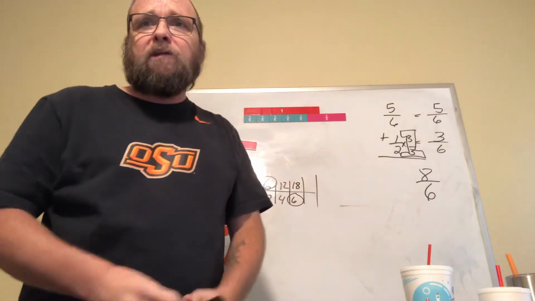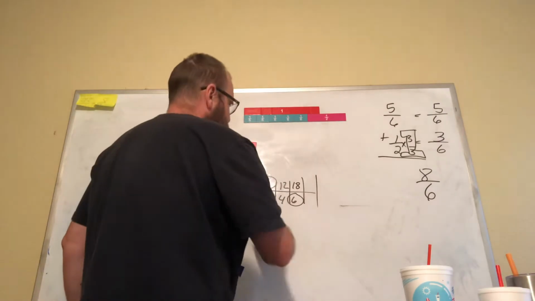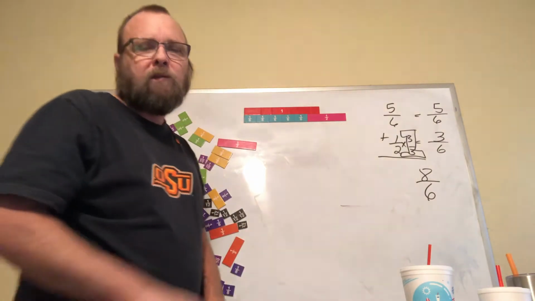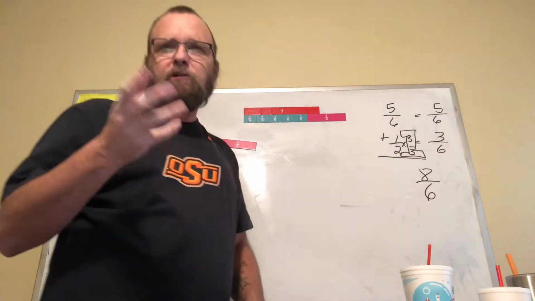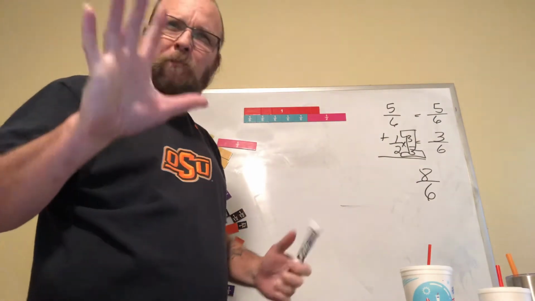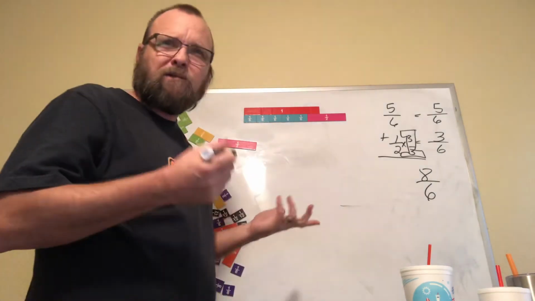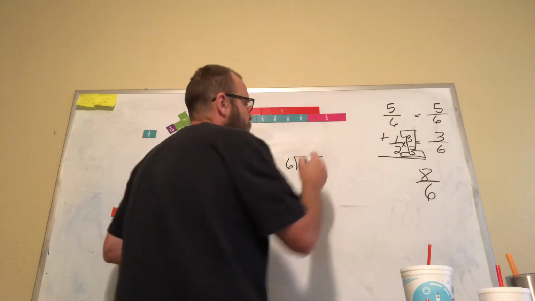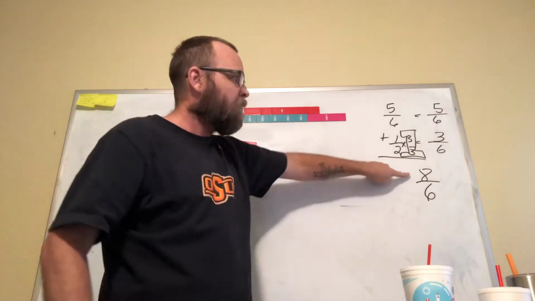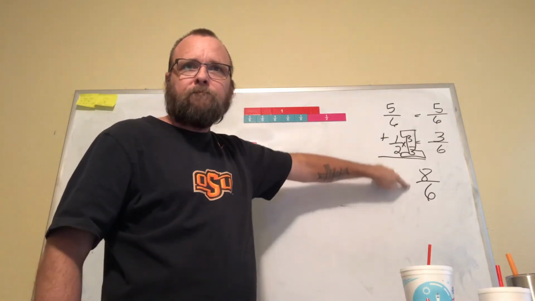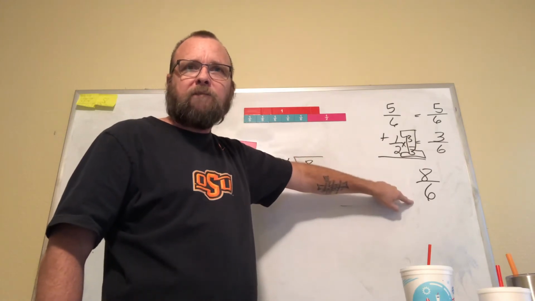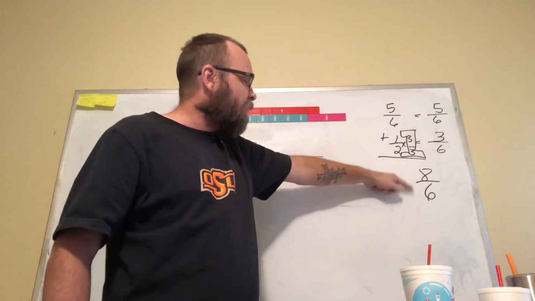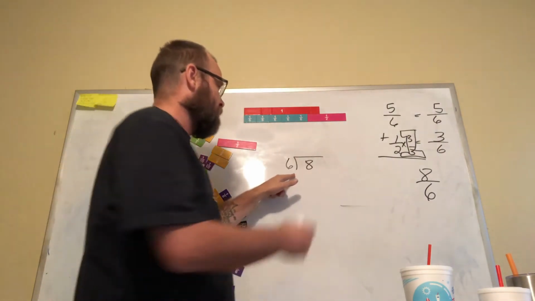So we need to change this 8/6 into a fraction that is not improper. Now you've done a little bit of this last year, and that's fine. We can divide our 6 into our 8. A fraction is a division problem. This says 8 divided by 6. So we're going to do 8 divided by 6.